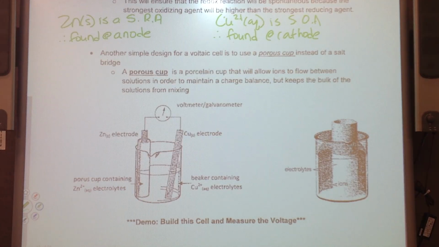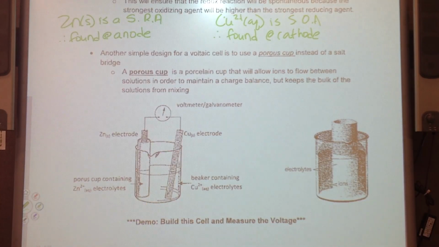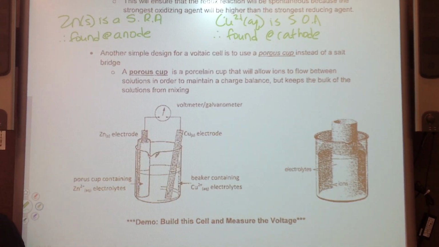Because we have to have that separation between the anode and the cathode in a voltaic cell. You have to have two distinct electrodes, okay? So this beaker is going to have copper 2 plus electrolytes in it, and this cup is going to have your zinc electrolytes inside of it. So your zinc ions. Okay?